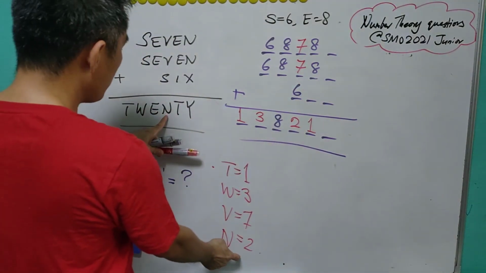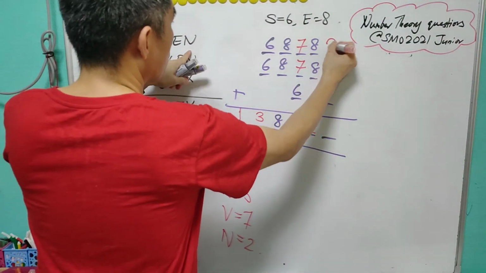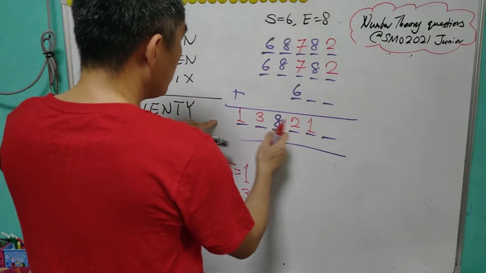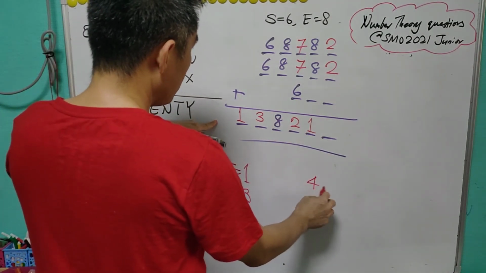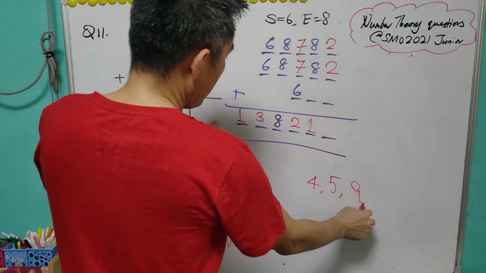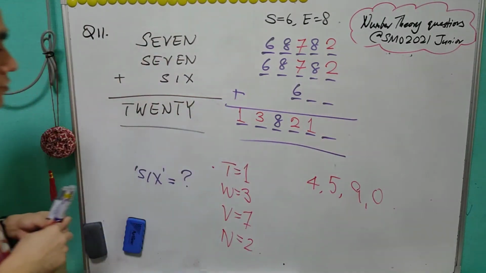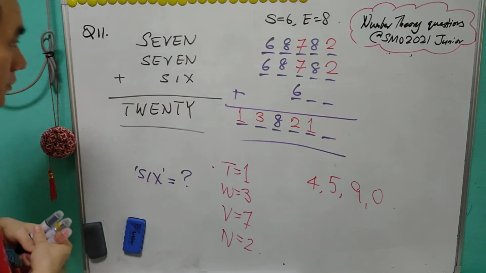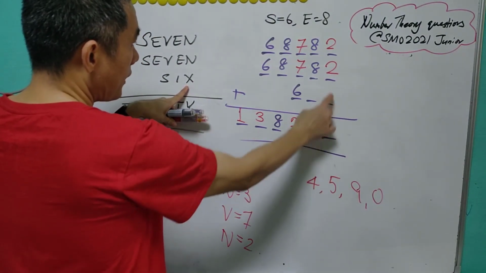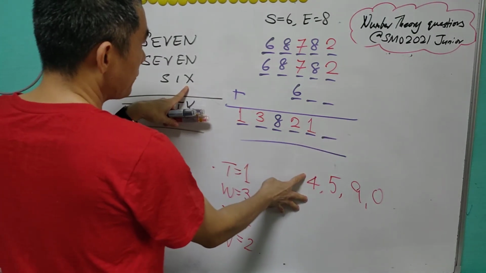And now we know that N equals 2, so this will be 2 and 2. We are still left with 4, 5, 9, and 0. Now we know that X cannot be equal to 4, otherwise this will be equal to 8. X cannot be equal to 4.